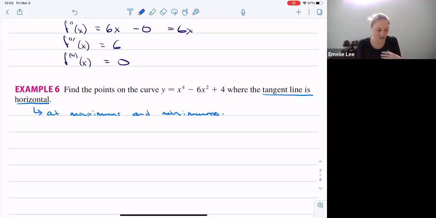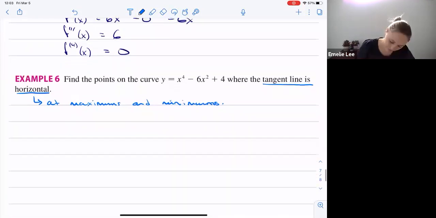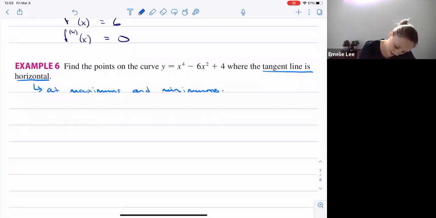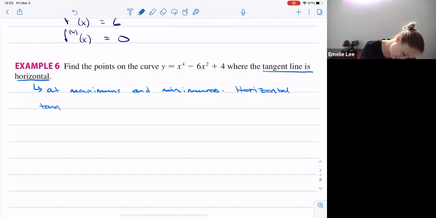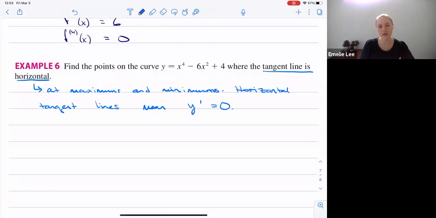So where does this thing have maximums and minimums? Well, I can find horizontal tangent lines if I have the derivative. If I have the derivative, then I have an equation for the tangent line. And if I force it to be 0, then I have horizontal tangent lines. So at maximums and minimums, horizontal tangent lines mean that the derivative is equal to 0.